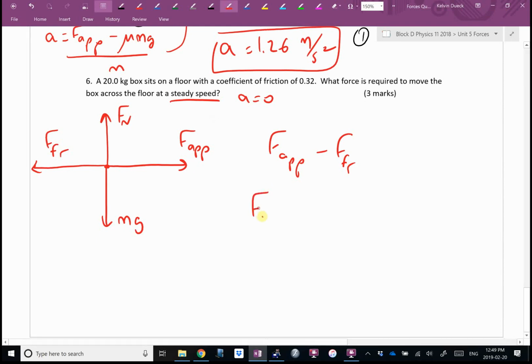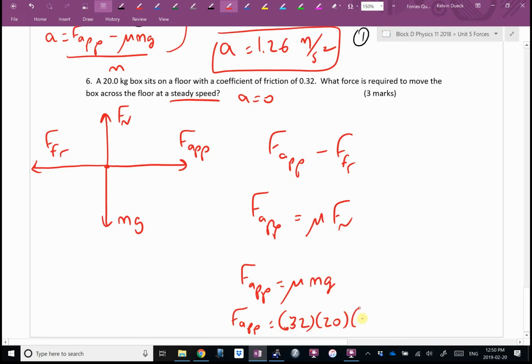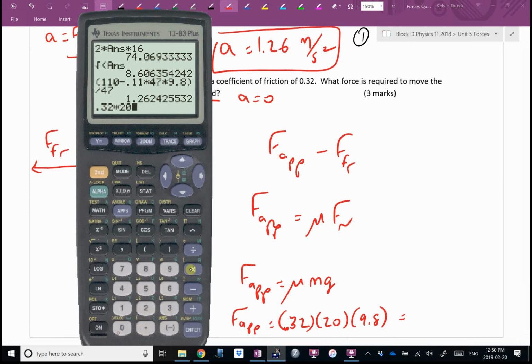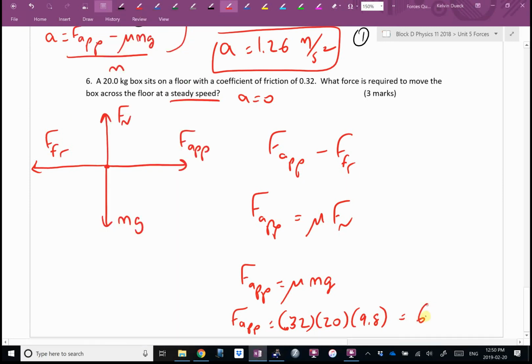And then you can say friction is mu times the normal force. I don't know the normal force. Oh, but look. You can say friction is mu times mg. So the applied force is going to be mu, 0.32, times m, 20, times 9.8. 0.32 times 20 times 9.8. And I get 62.7 newtons. I would take 63 newtons.